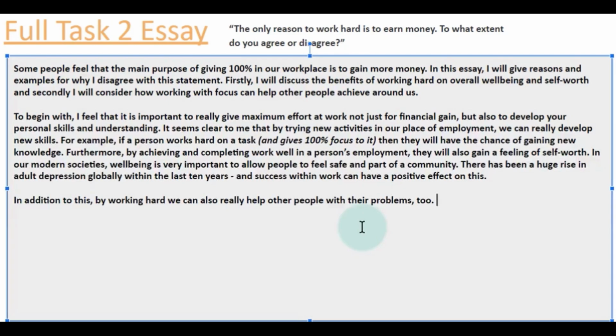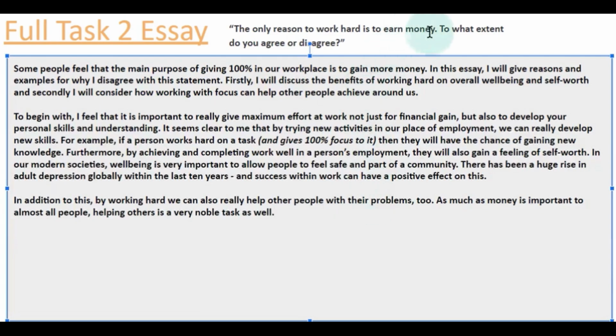I'm just going to go back to the question again. As much as money is important to almost all people, helping others is a very noble task as well. So I'm again just revisiting the question just to make sure that I'm answering this. The only reason to work hard is to earn money. And actually I'm saying, yes, money is important, but helping others is a very noble task as well. As much as money is important to almost all people, helping others is a very noble task as well.